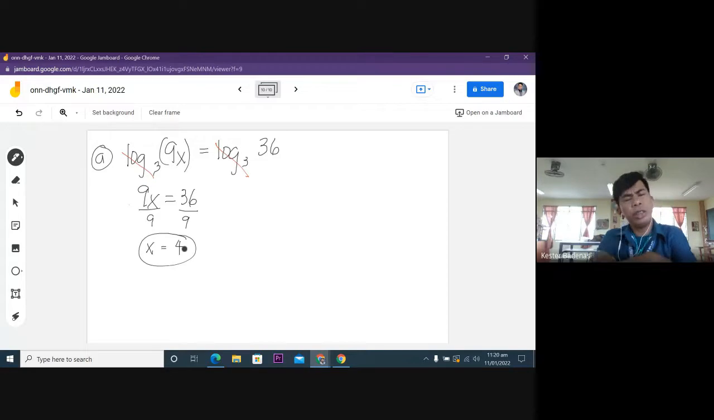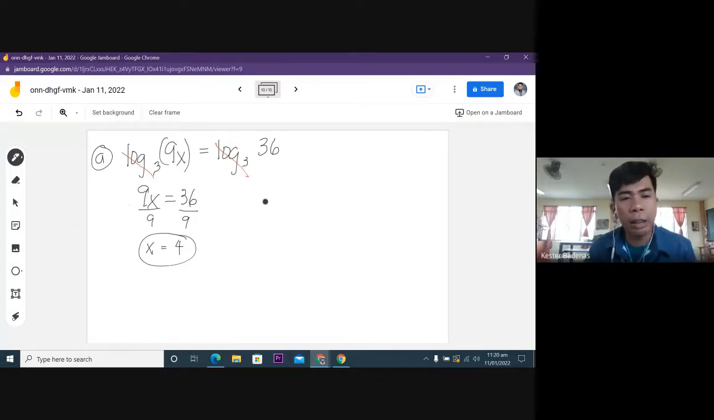Sir, what if, sir, kapag di pareho yung base? Ngayon, class, hindi natin pwede i-solve yon, kasi magkaiba nga yung base. Diba? So, pag magkaiba yung base, hindi natin pwede i-solve. Yun yung first case natin.